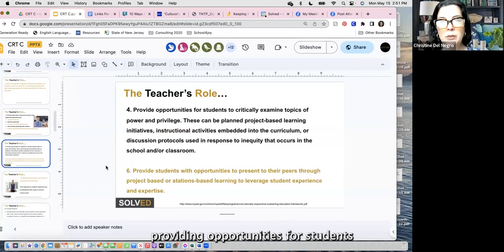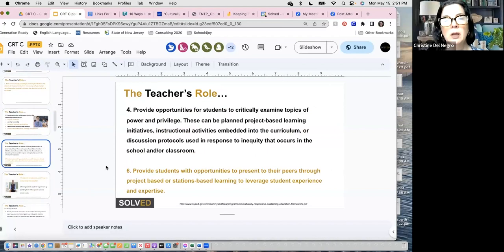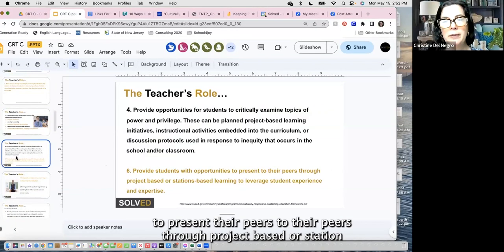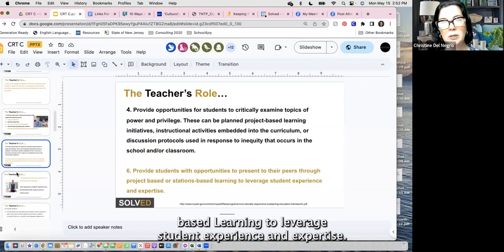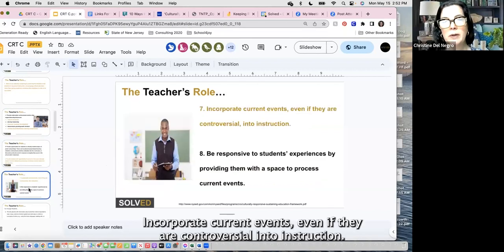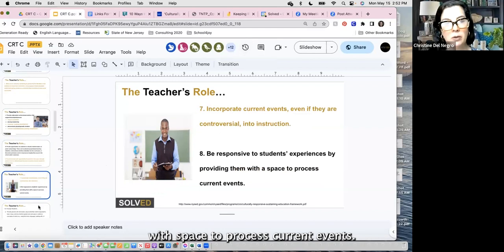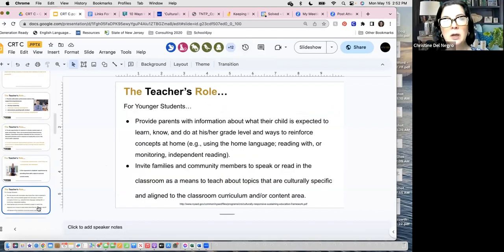Providing opportunities for students to critically examine topics of power and privilege, and to present to their peers through project-based or station-based learning to leverage student experience and expertise. Incorporate current events, even if they are controversial, into instruction. Be responsive to student experiences by providing them with space to process current events.